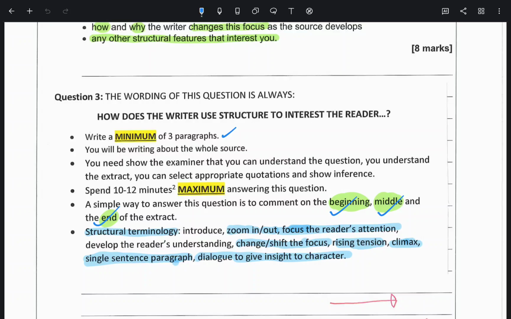Single sentence paragraphs, again, to do with structure. Why is the single sentence paragraph used? Is it used to shift focus, to build tension? If so, how and why? Always ask yourself this. How does it interest the reader and why?